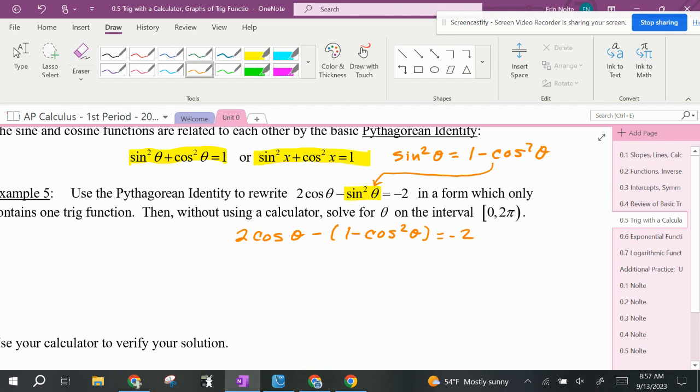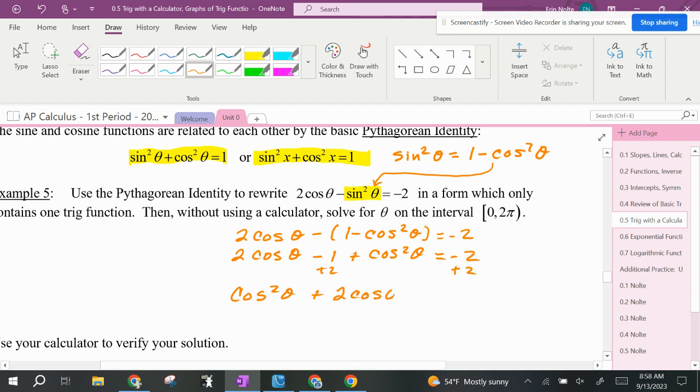So I'm going to treat it like a quadratic, and I'm going to set it equal to 0. Okay, so first I'm going to distribute the negative through that quantity, and then I'm going to set it equal to 0. Okay, and we do want our x squared term, or in this case our cosine squared, to be positive. So we're going to keep everything on the left side. So we'll just add 2 over. So I'm going to put this in the correct order. So cosine squared plus 2 cosine plus 1 is equal to 0.